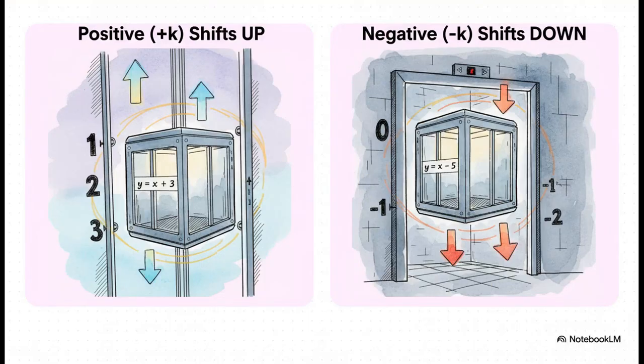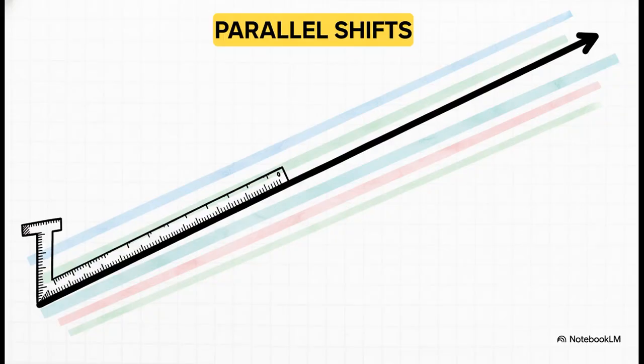And the rules for our command could not be more straightforward. If k is positive, the elevator goes up. So x plus 3 takes your graph and moves it up 3 units. If k is negative, the elevator goes down. x minus 5 moves it down 5 units. That's it. Positive is up, negative is down. That's the whole rule. And this is absolutely crucial to remember. Because we're only going up or down, the slope never ever changes. The new line will always be perfectly parallel to the old one. It's just as steep as it was before, just starting from a different height.